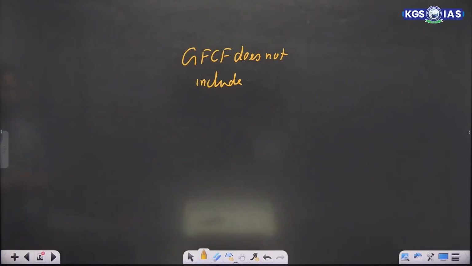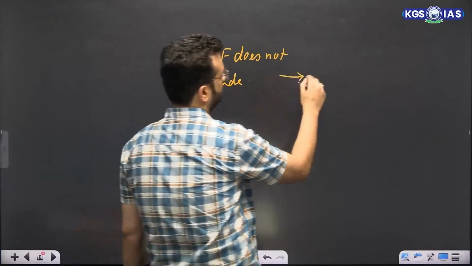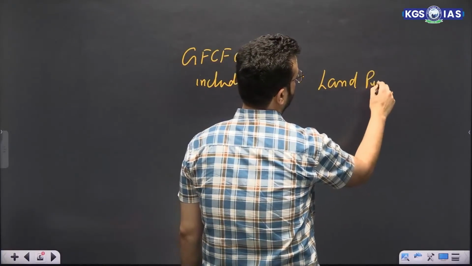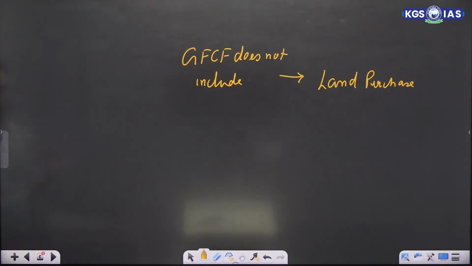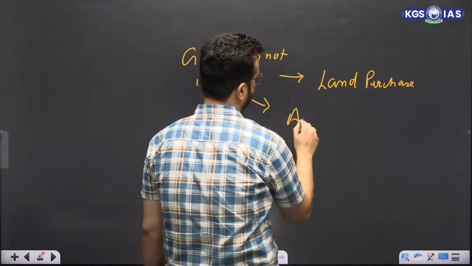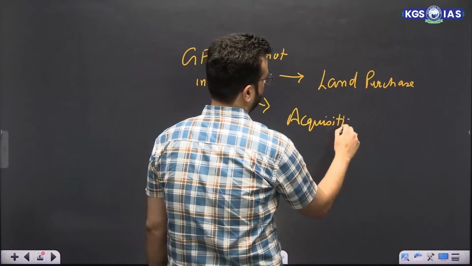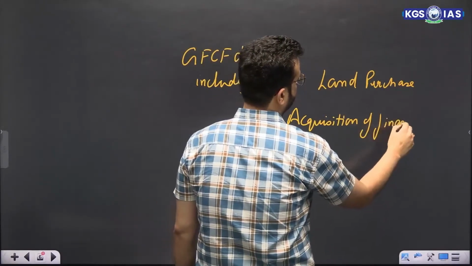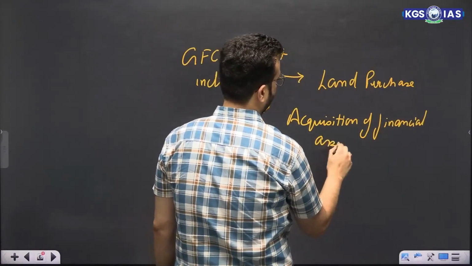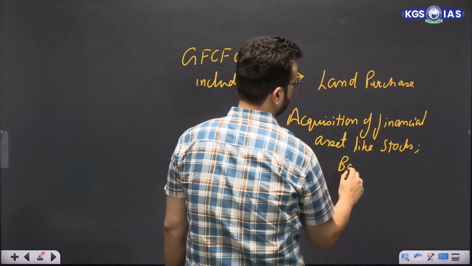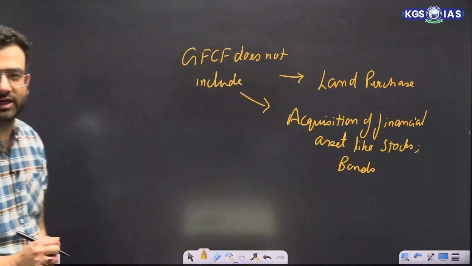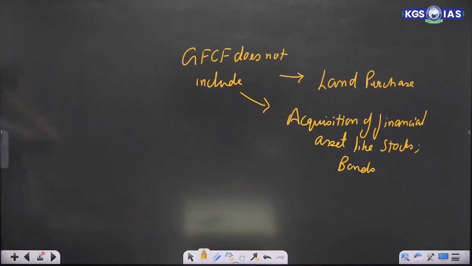GFCF में क्या क्या चीजें नहीं आती हैं? जैसे लैंड परचेज फॉर कंजम्पशन. If you purchase any land for your own consumption, that is not included. Acquisition of financial assets. If you acquire any financial asset like stocks, bonds, these are not part of gross fixed capital formation. ये सब gross fixed capital formation में नहीं आते हैं.